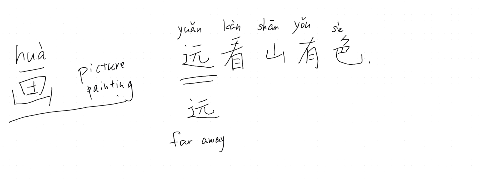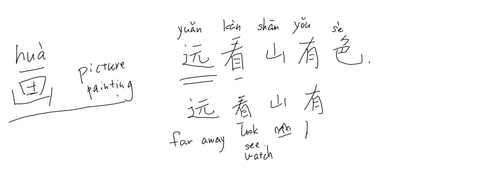看 is like to look or see. Yes, look, see, watch. They are the same character. 看. 山, I believe you already know, the mountains. I just drew a mountain. 有, to have. Yes, have. 色, colors. Yes, colors. 红色, 绿色.